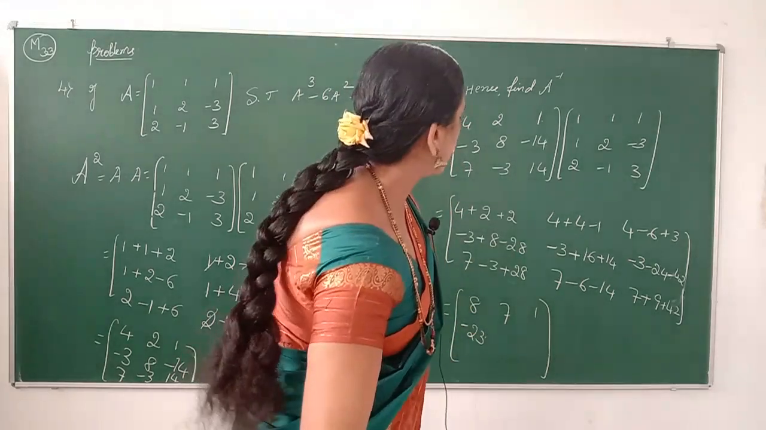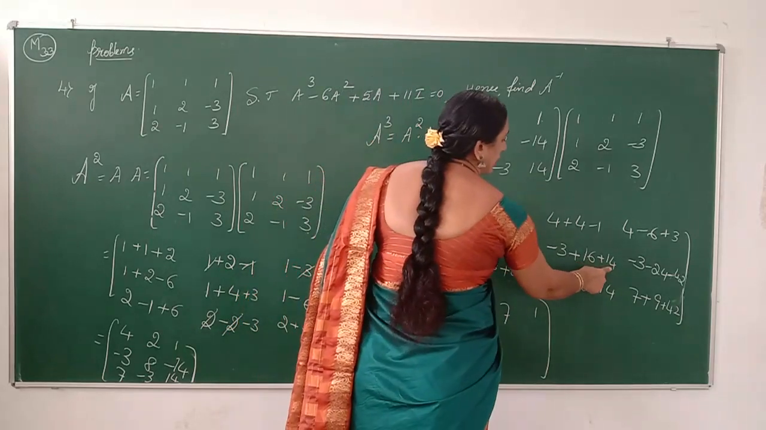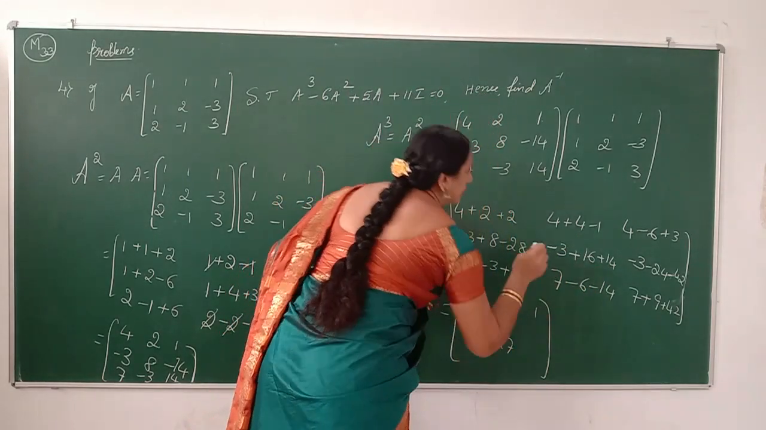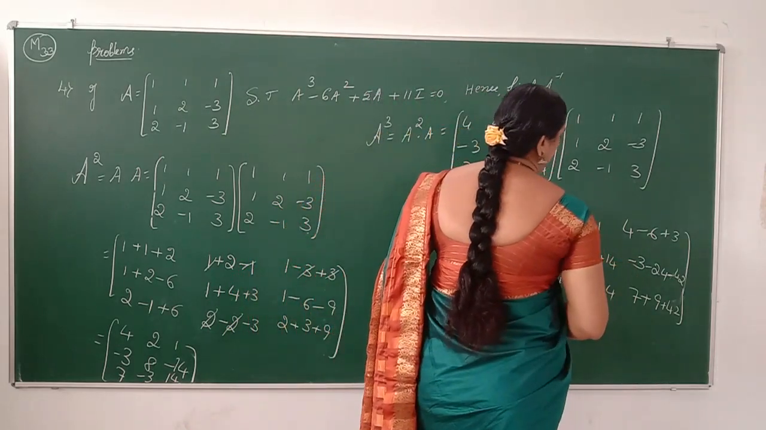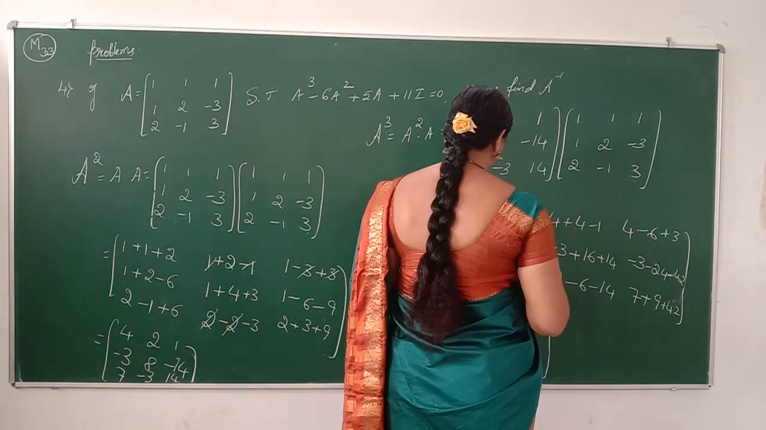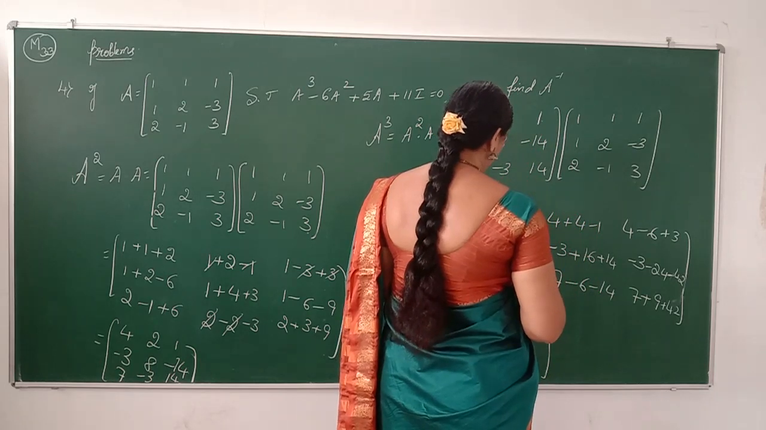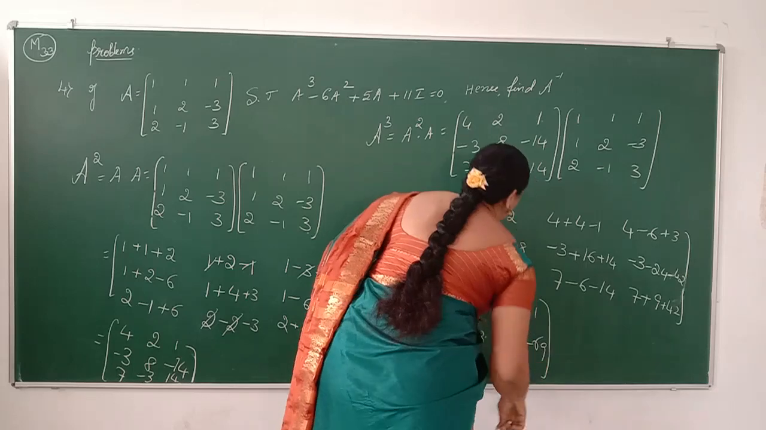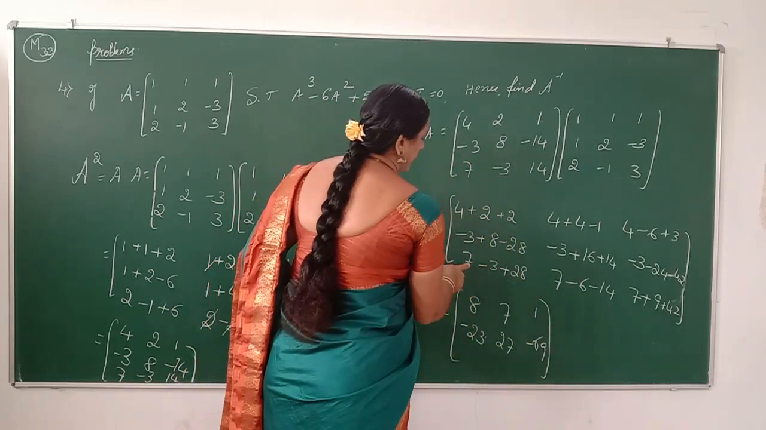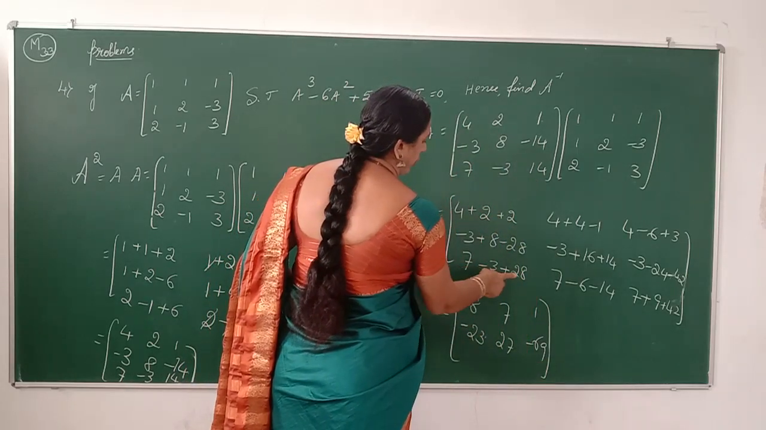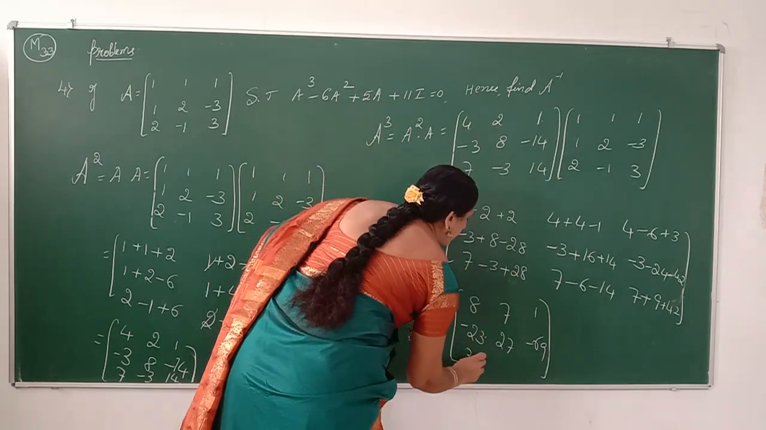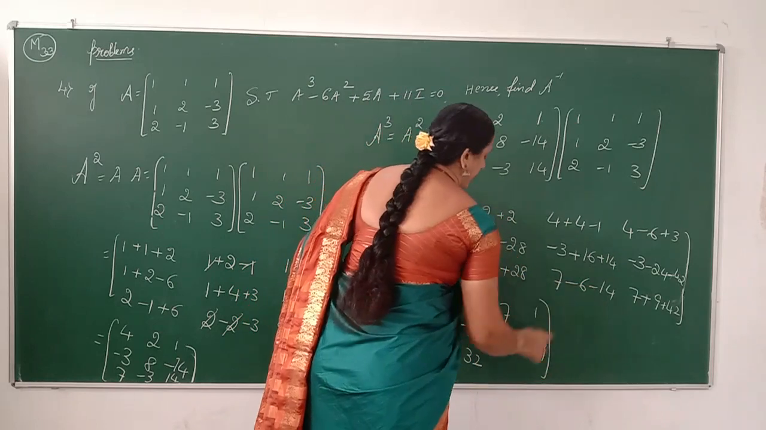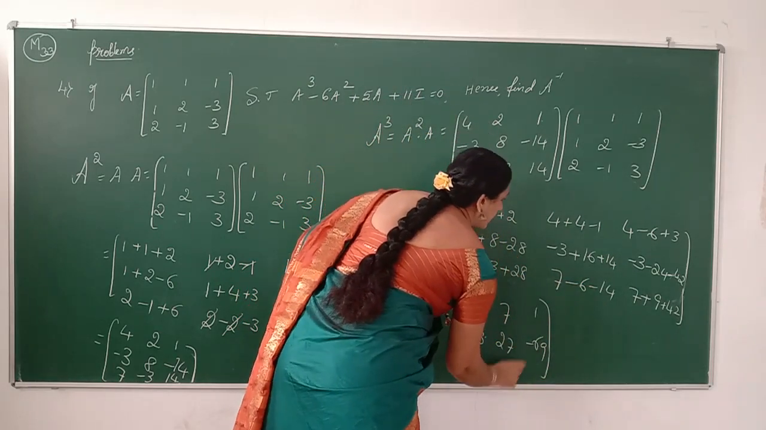So 16 plus 14 is 30. 30 minus 3 is 27. Minus 3 minus 42, that is minus 69. So 7 minus 3 is 4. 4 plus 28 is 32. 7 minus 6 is 1. 1 minus 14 is minus 13.